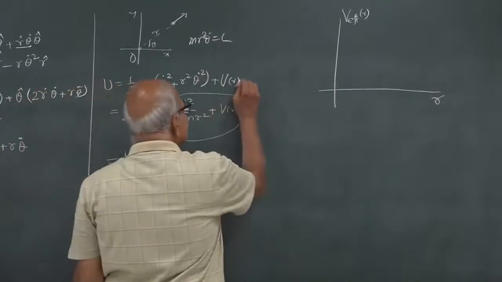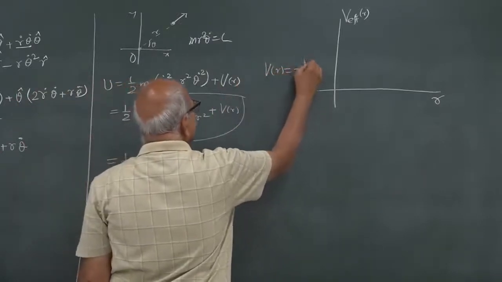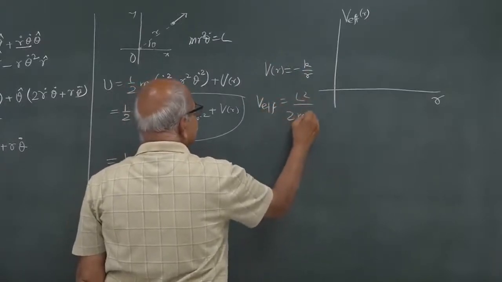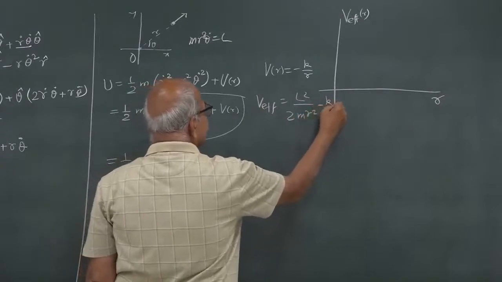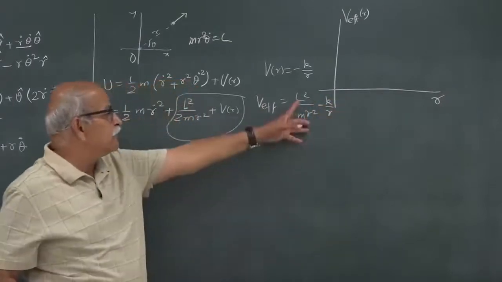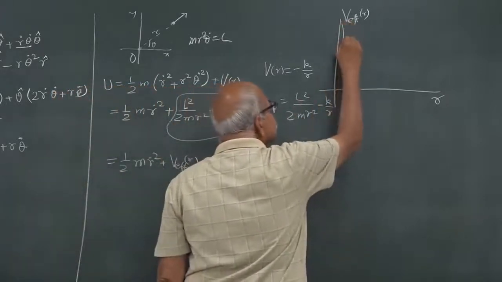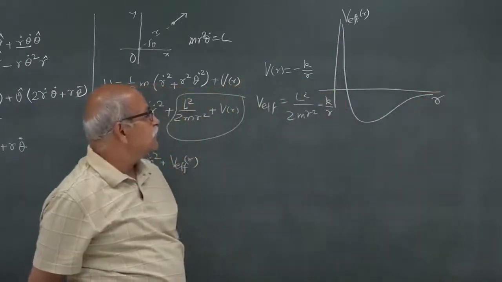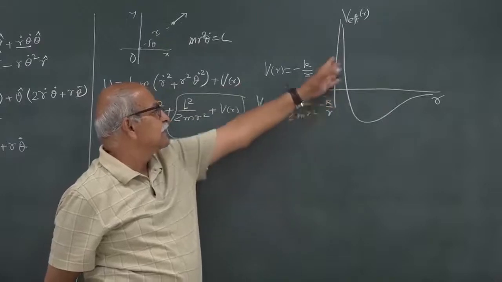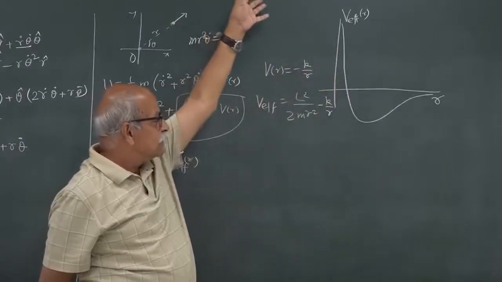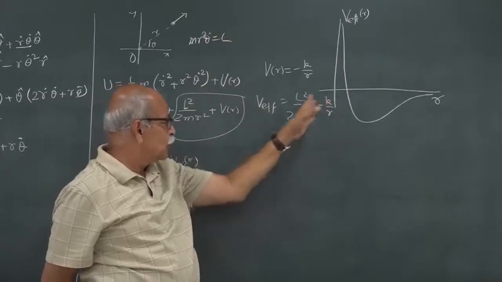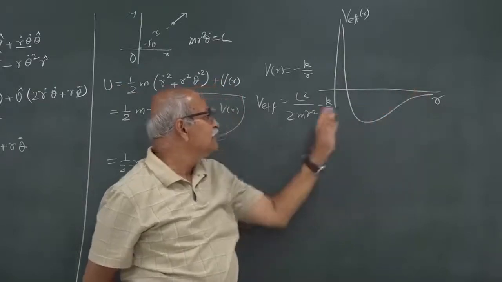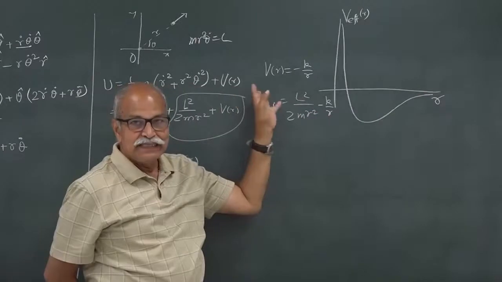So, if this V r is minus k by r, and this V effective is L square by 2 m r square minus k by r, then we saw the shape of this will be of this type. For small values of r, this dominates, it is increasing and positive, and for large values of r the other term will dominate. So, ultimately this will fall faster and the total will be negative, and finally, when r is very large, everything is approaching 0.